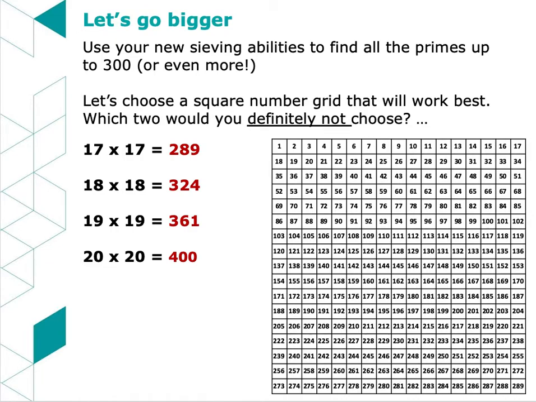Let's choose a square number grid that will work best. Which 2 would you definitely not choose? A 17 by 17 grid, 289. An 18 by 18 grid, 324 squares. A 19 by 19 grid of 361 numbers. Or a 20 by 20 grid of 400. Have a pause of the video and have a think. Which 2 would I definitely not use?